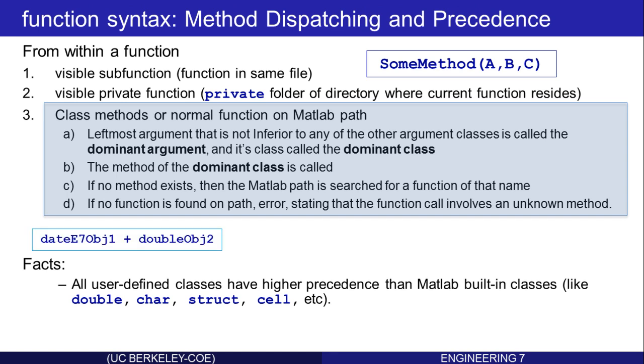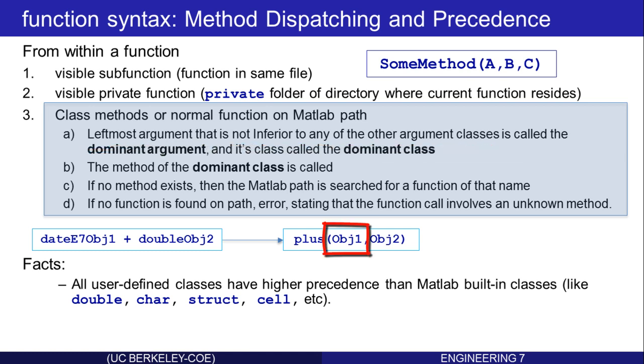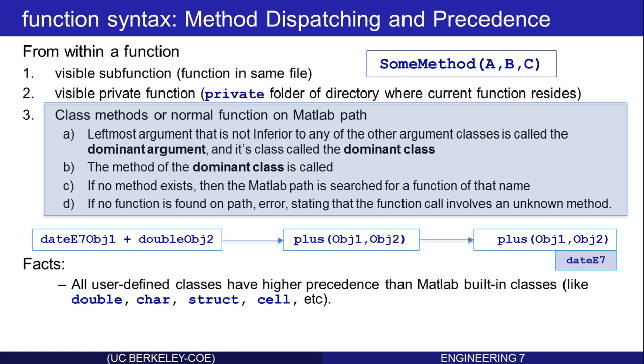Let's take this example, adding a date E7 object to an integer. Of course, that calls the plus method. I've shortened them to object1 is the date E7 object, and object2 is the integer double. Let's read the rule. The leftmost argument that is not inferior to any of the argument classes, let's work from the left: is the date E7 object inferior to any of the arguments in the list, in this case the single other argument, the double? And the answer is no. Therefore, it's the dominant class. Therefore, the plus method from the date E7 class is called.